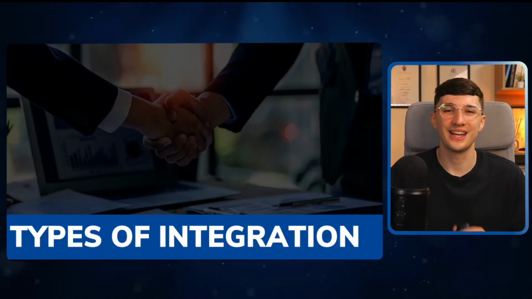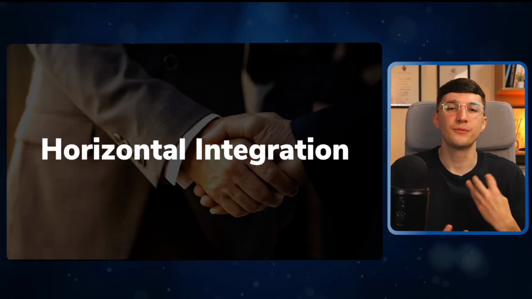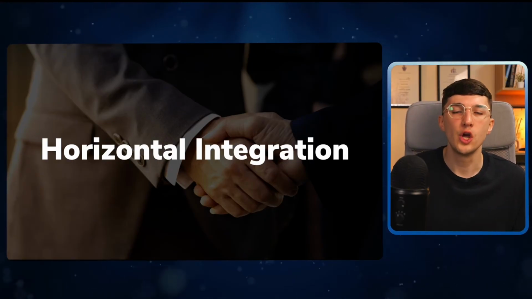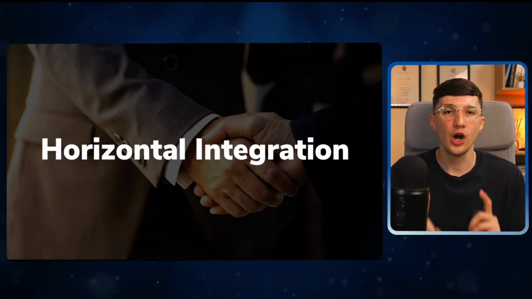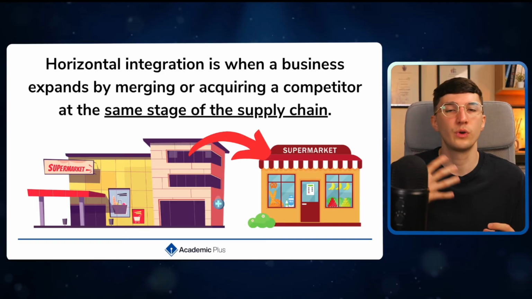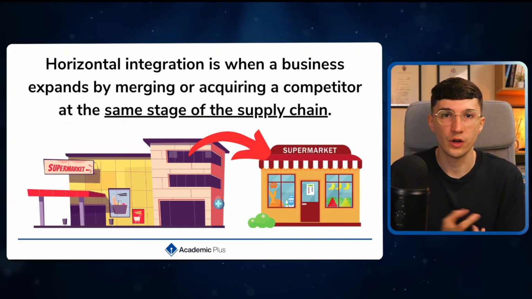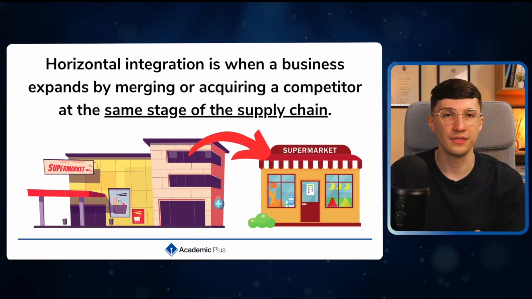Back to the video. Following up quite nicely from our mergers and takeovers, the next thing that we're going to look at in this revision session will be the different types of integration. Now, when we look at the different types of integration, this is basically who you are merging or taking over with in your supply chain. Starting off with horizontal integration. Now, horizontal integration is when a business either merges or takes over another company who is at the exact same stage as them within that supply chain.